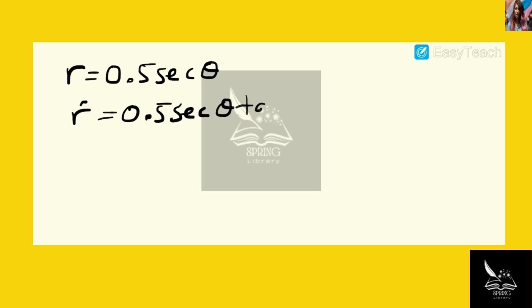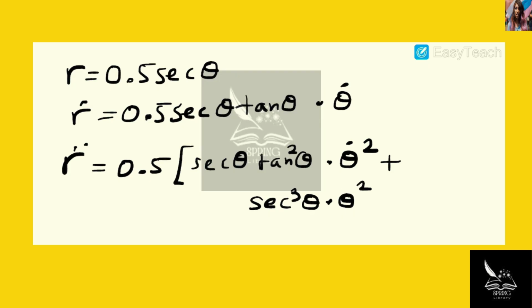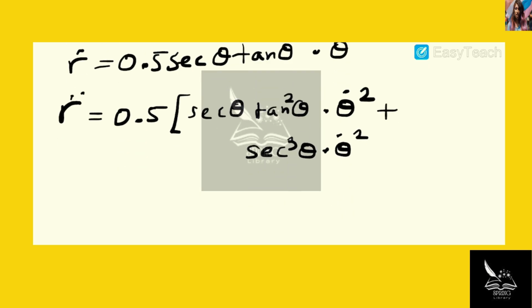We know that r is equal to 0.5 secant theta. Therefore, r dot is equal to 0.5 secant theta tan theta times theta dot. And then we know that r double dot is equal to 0.5 times a quantity secant theta tangent theta squared times theta dot squared plus secant cubed theta times theta dot squared plus secant theta tan theta times theta double dot.